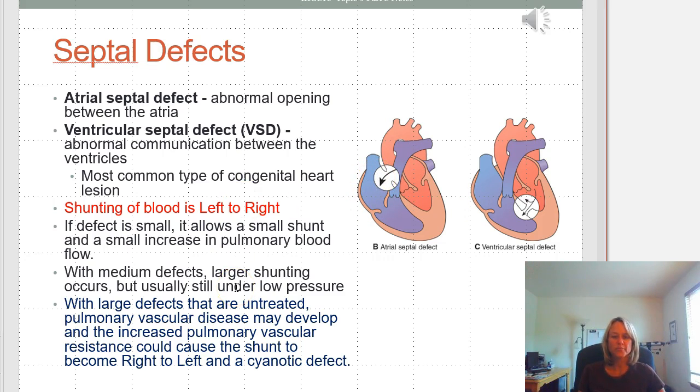If the defect is small, there's just a small increase in pulmonary blood flow and it may not even be detected. With medium defects, we have a larger shunting, but still probably under low pressure, and we don't really develop pulmonary hypertension. With large defects, however, that are untreated, this can lead to an increase in pulmonary vascular resistance because of the extra blood. And it could lead to pulmonary hypertension, which could eventually switch the shunt, so then it becomes right to left, because now the pressures are greater on the pulmonary side due to all the extra blood, and then it would be considered a cyanotic defect.